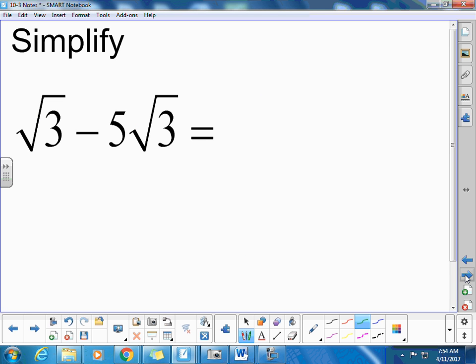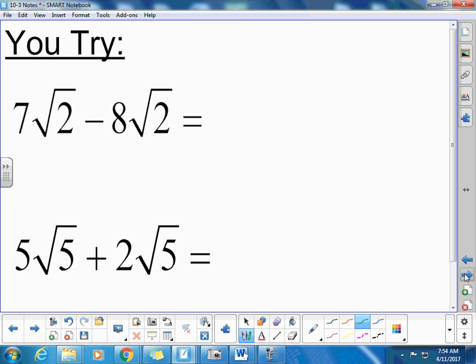All right, simplify. So this would be 1 square root of 3 minus 5 square root of 3. Put me on pause. Hopefully you said this is negative 4 square roots of 3. Again, this square root part doesn't change. We're just gathering how many we have. You had 1, somebody took 5 from you, so you're 4 in the hole. So negative 4 square roots of 3.